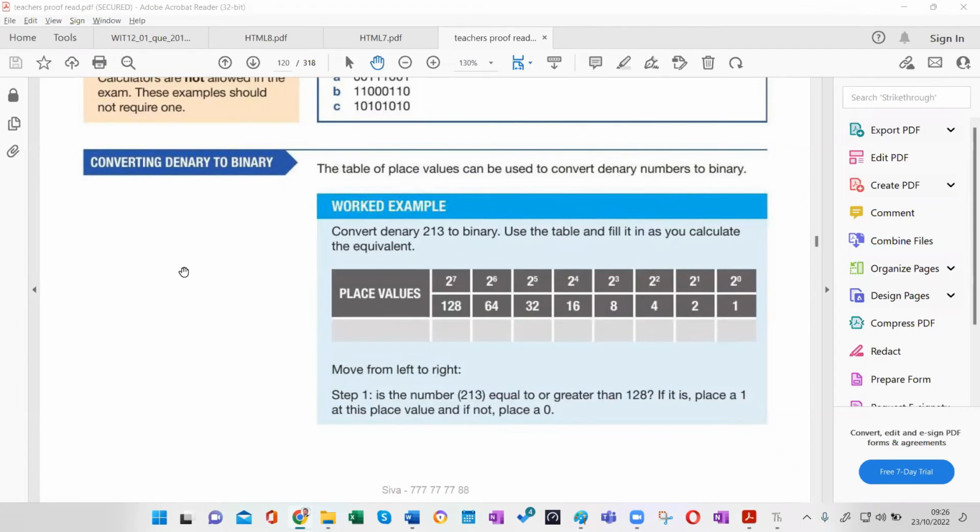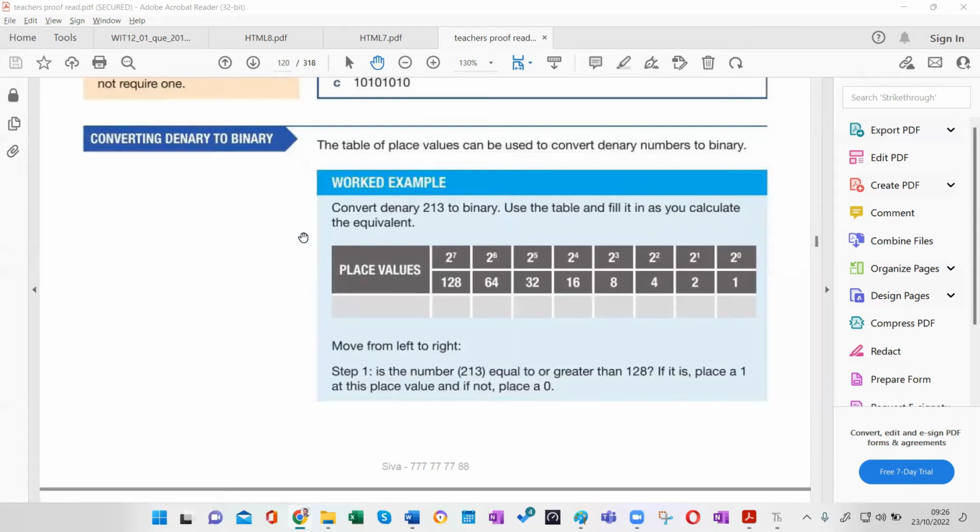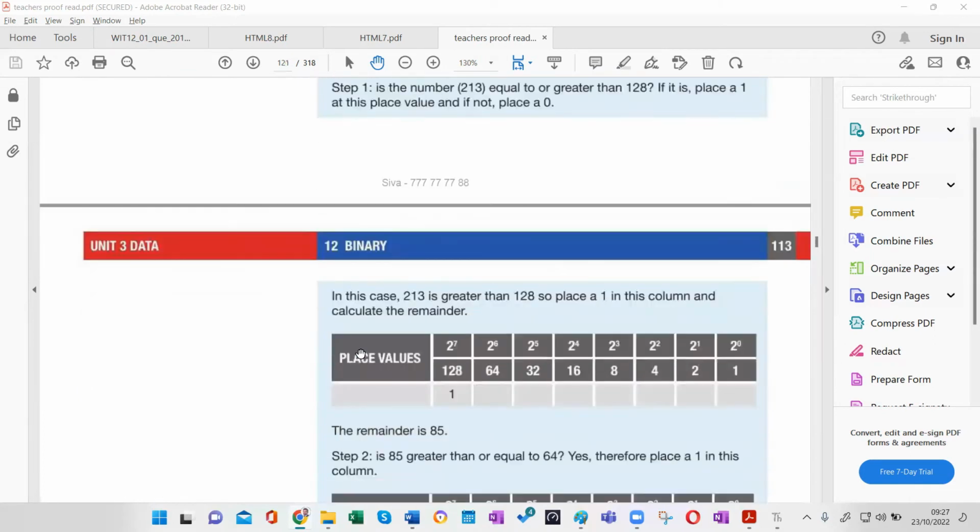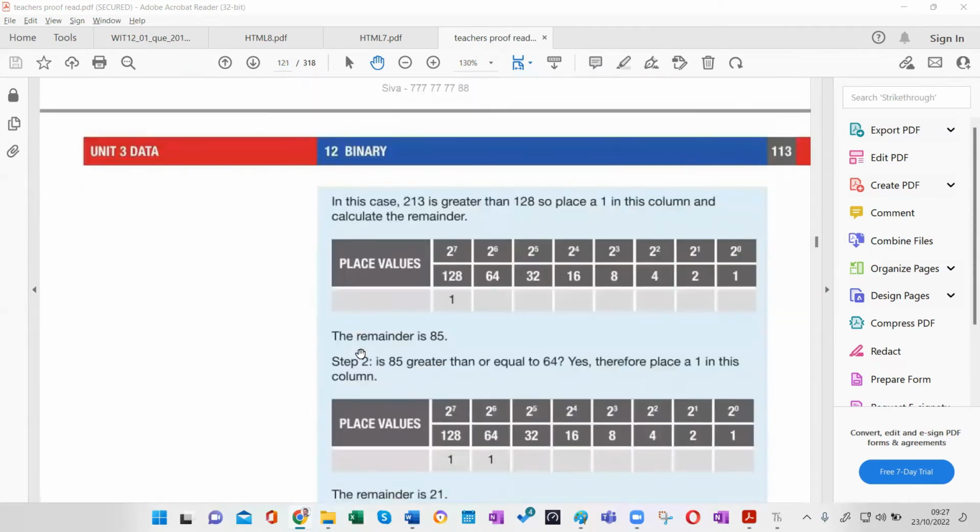No, sir. Okay, right. Next is converting denary to binary. The opposite, right? This might be a little tricky, but there is an easy method also. Convert denary 213 to binary. Use the table and fill it as you calculate the equivalent.